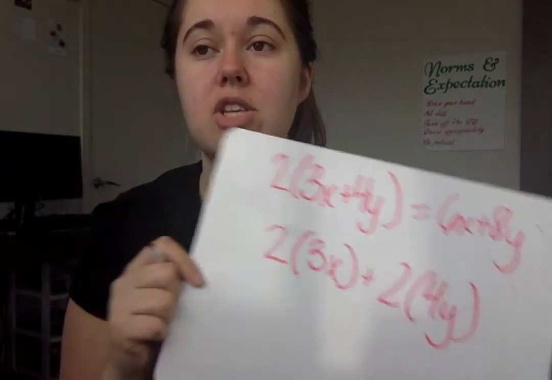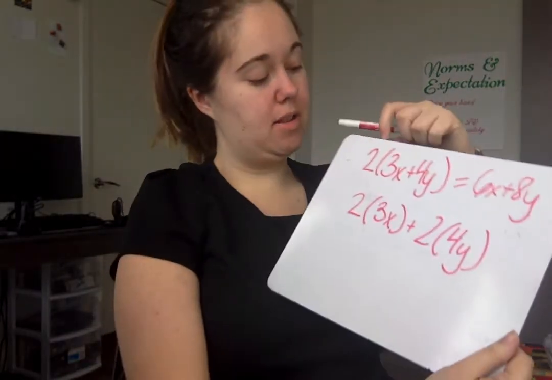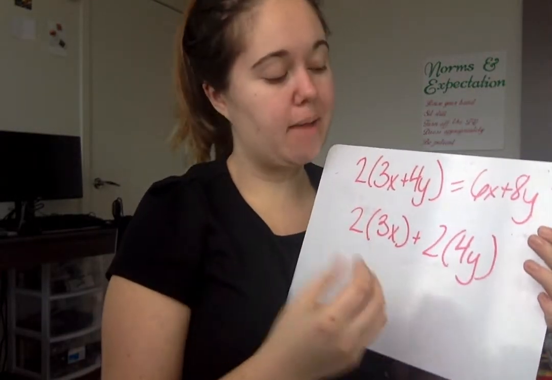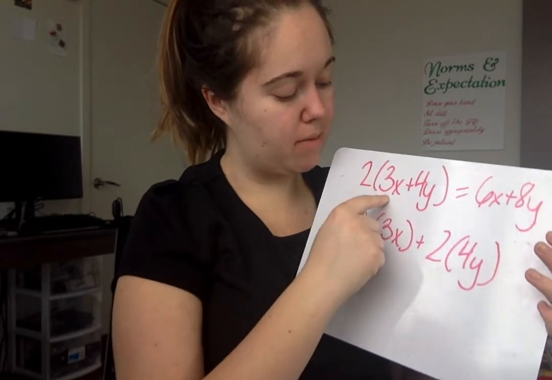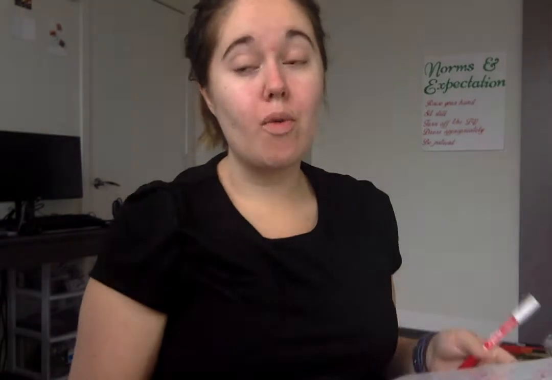So how would we solve this question without a model? When there is a number outside the parentheses, like this, I would multiply all the terms on the inside by the number outside the parentheses. So I would multiply 2 times 3x, and I would multiply 2 times 4y. Without a model, you can still do this, which is pretty fantastic if you ask me.